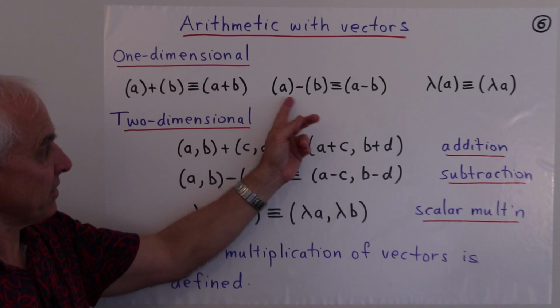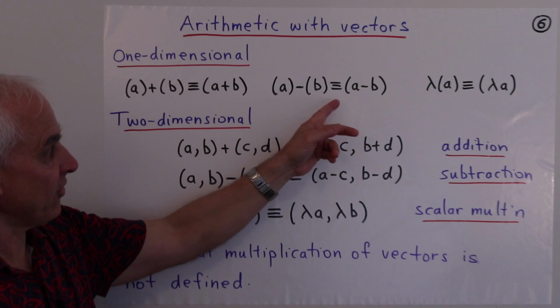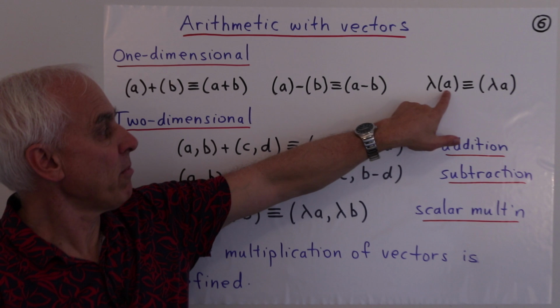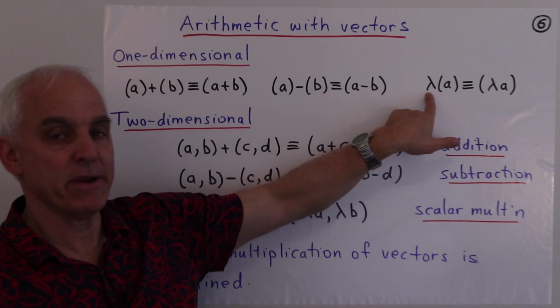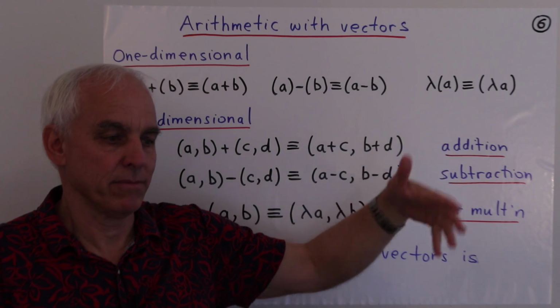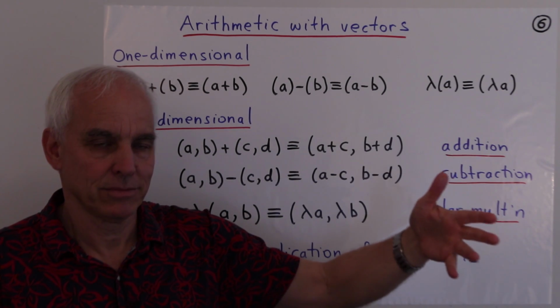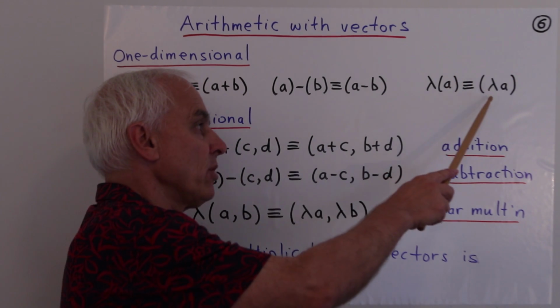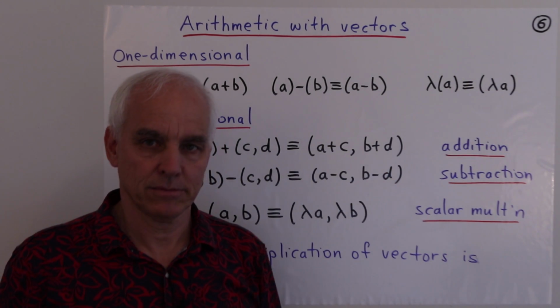Here we have the difference. a minus b is the vector a minus b. And here what we're doing is we're multiplying the vector a by some number lambda. So lambda is just some arbitrary number, meaning rational number. And so lambda times that vector is by definition the vector lambda times a.